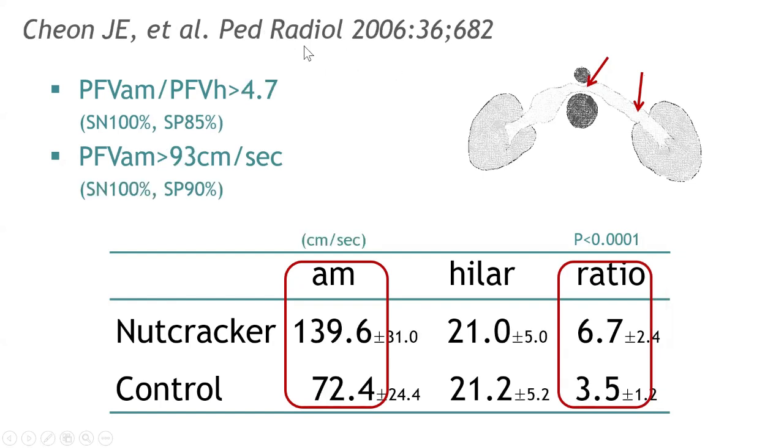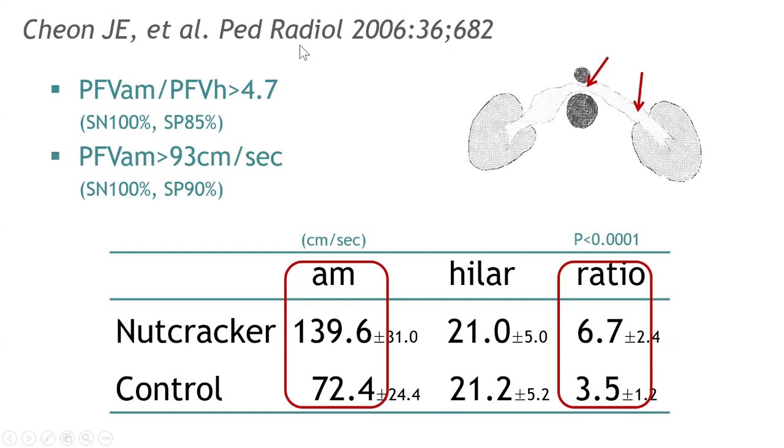In the same hospital, in Children's Hospital, they did a very similar study in a children group, and they showed a similar difference of peak flow velocity in aortomesenteric and the hilar area, and similar difference in the velocity ratios. So in those two studies, we had a conclusion that yes, we can use Doppler ultrasound in detection of Nutcracker patients.